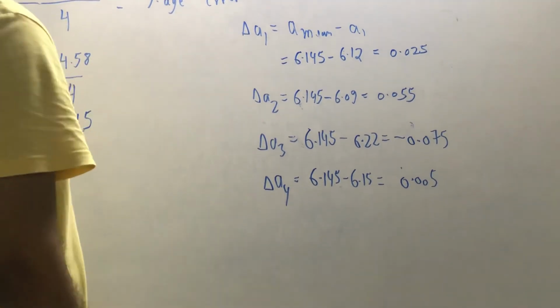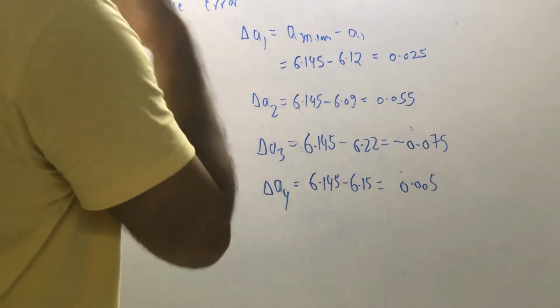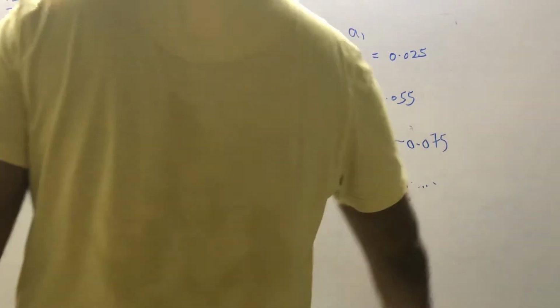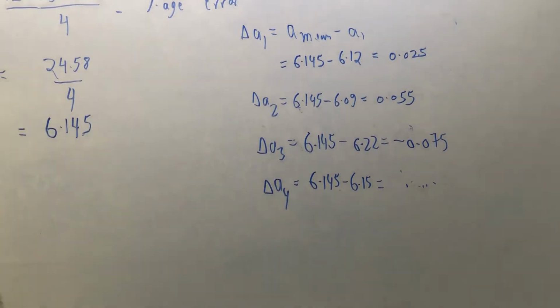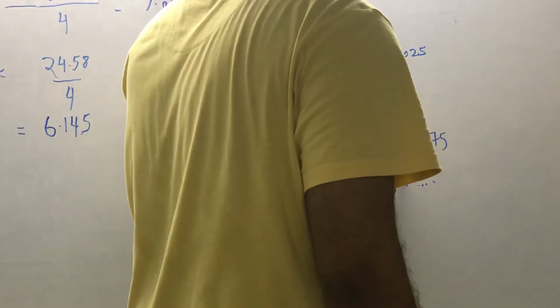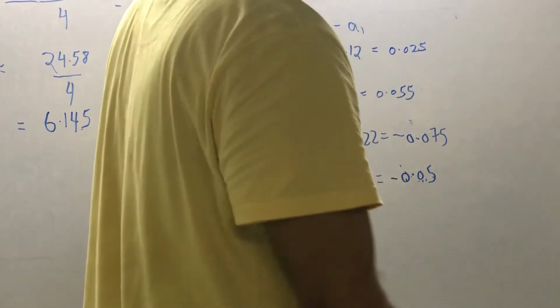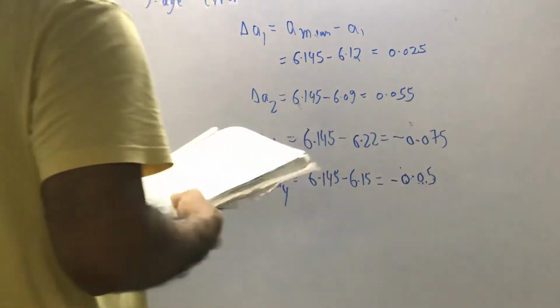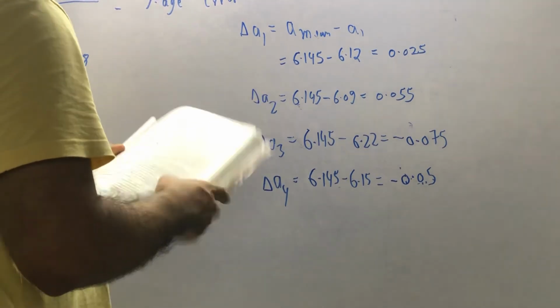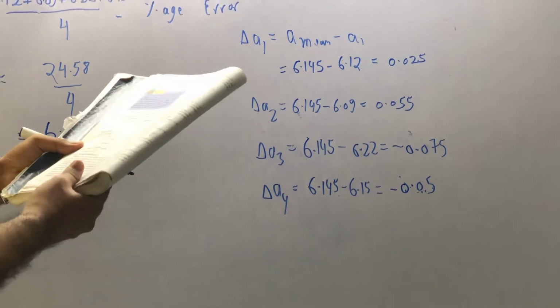Okay, so these are all the values. Oh, sorry, this one comes out to be 6.145 minus 6.2. So this is minus 0.05. Okay, so these are all the values that you get here. So these are all the different errors that you find out.